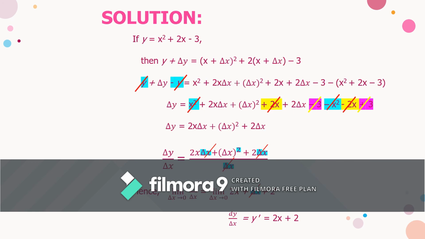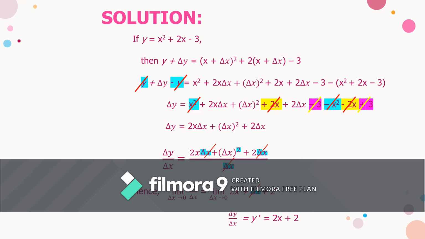Okay, so we have now the solution. y is equal to x squared plus 2x minus 3. Replacing the variables y and x by delta y and delta x, we have here y plus delta y on the right side, x plus delta x raised to the second power. Why is it raised to the second power?